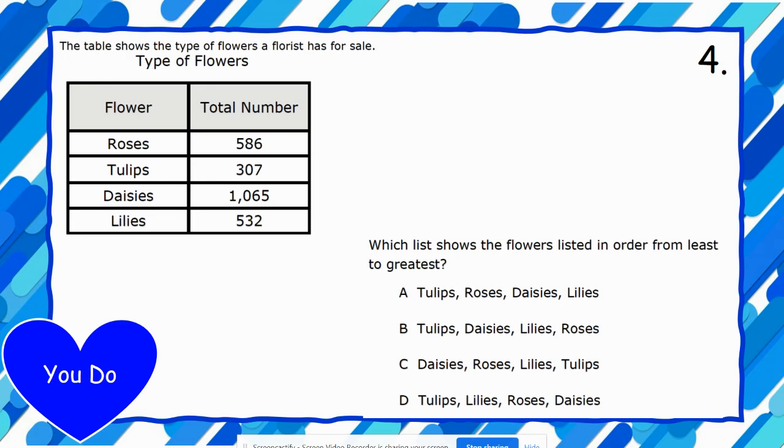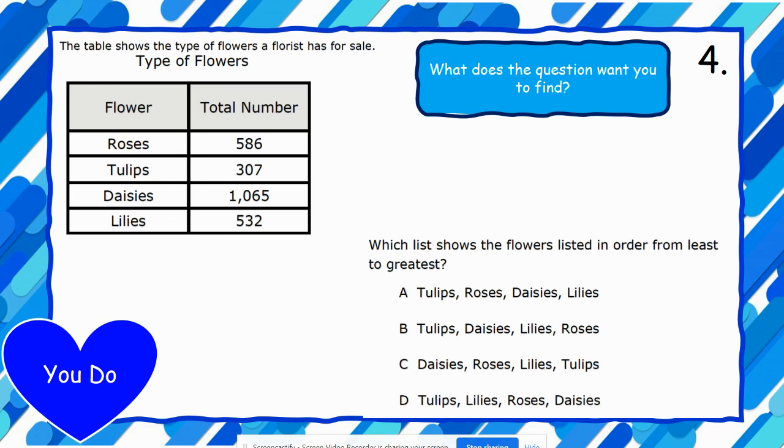All right, number 4. The table shows the number of flowers a florist has for sale. What does the question want you to find? The question says, which list shows the flowers in order from least to greatest? So L to the G. Let's do the same strategy. On your paper, go ahead and number, just like we did on our table, number the total numbers in order from least to greatest. Go ahead and pause your video.